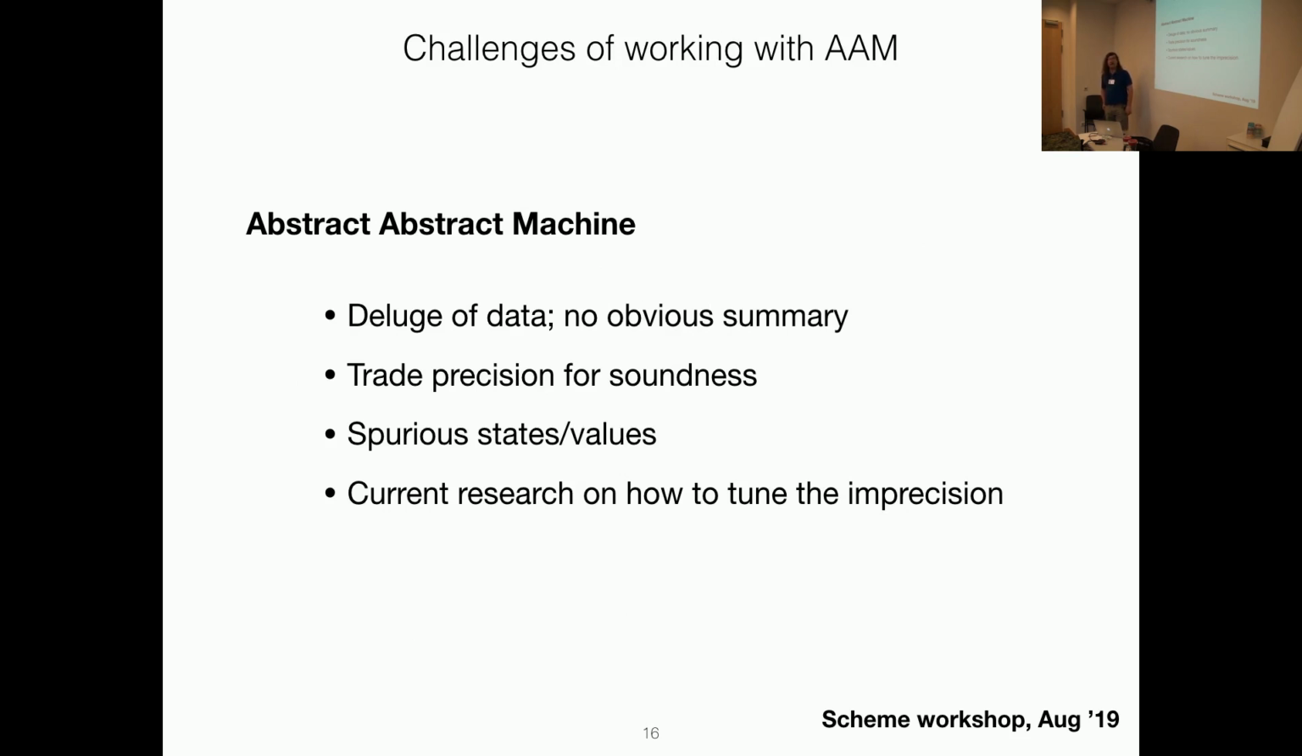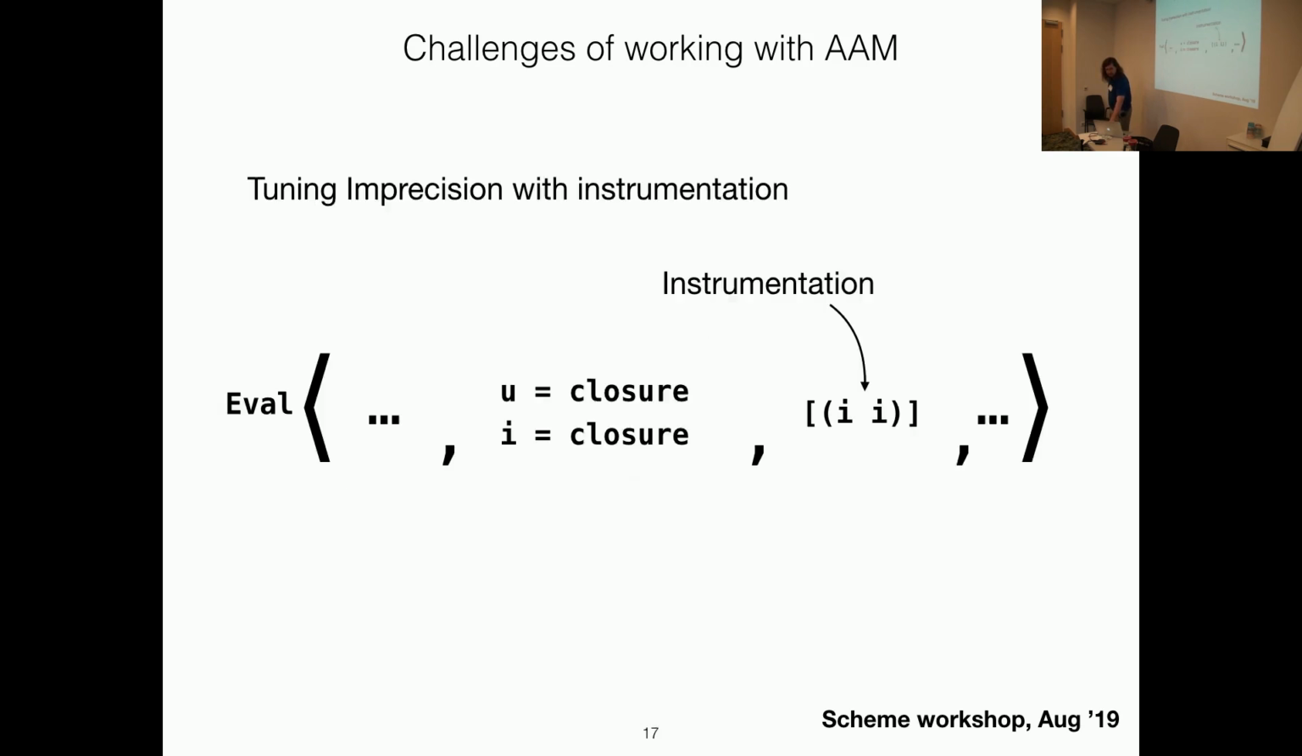But we still have a lot of information, maybe even more information than we had before, because we have states that may not exist in the actual program run, and there's not really an obvious summary of those. We've traded some precision for soundness and may get the spurious states. There is current research on how to tune imprecision. One of the most obvious ways is to add instrumentation to these tuples. So if we're on the call site, I applied to I, we may just add that as instrumentation.